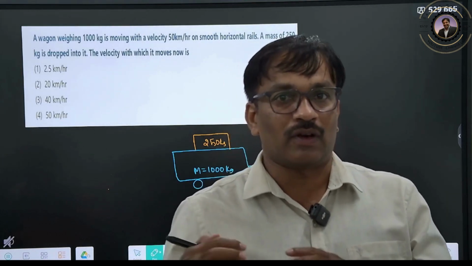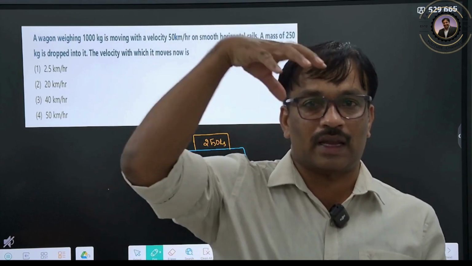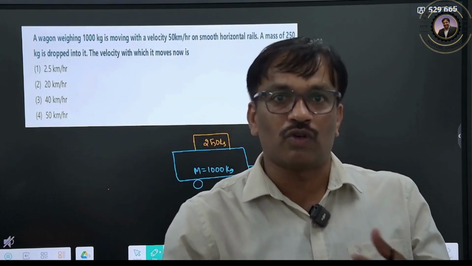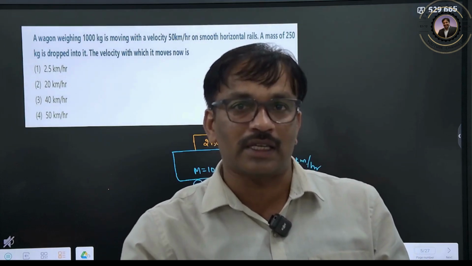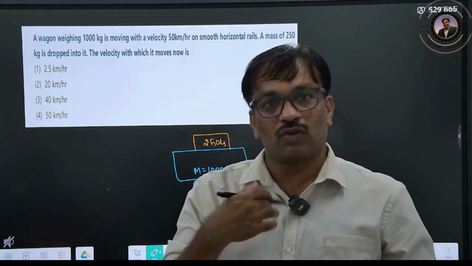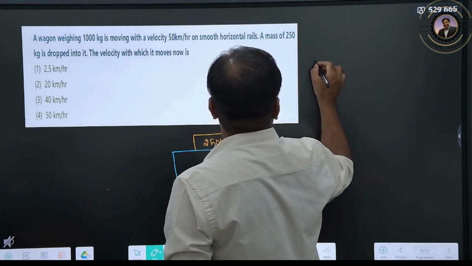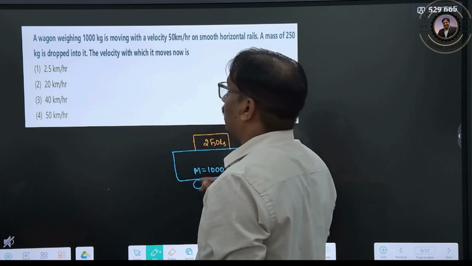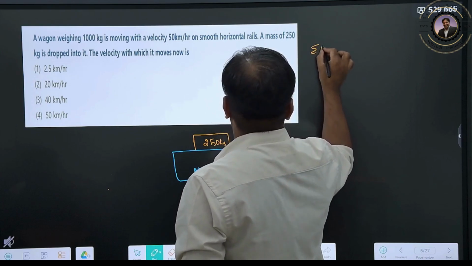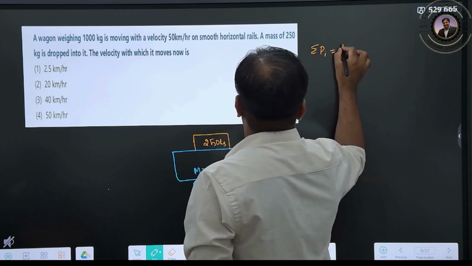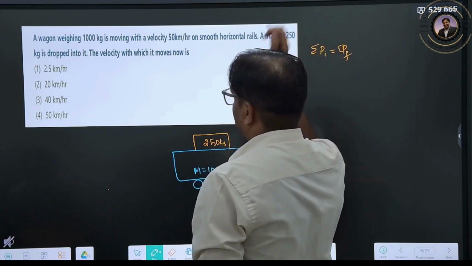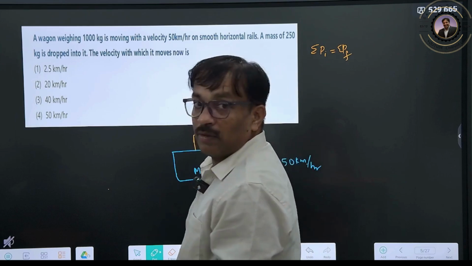See, if you are already going and suppose an object comes and falls on you, will you go more than your speed or less than your speed? Definitely you will go with less speed only. So how can you calculate now? Here on dropping, there is no external force. Therefore initial momentum will be equal to final momentum. Clear?